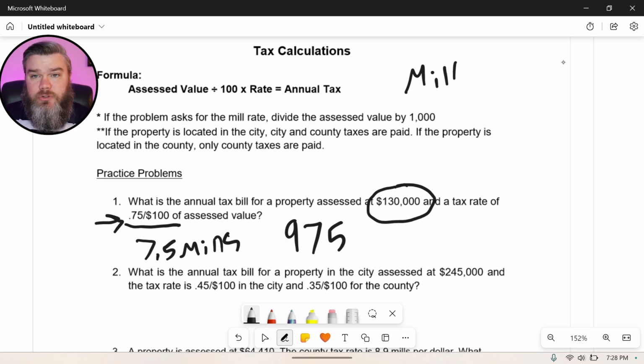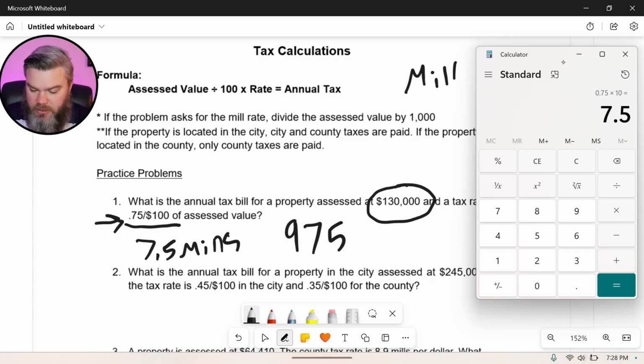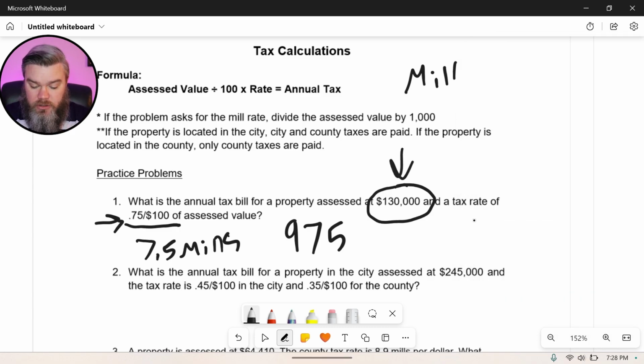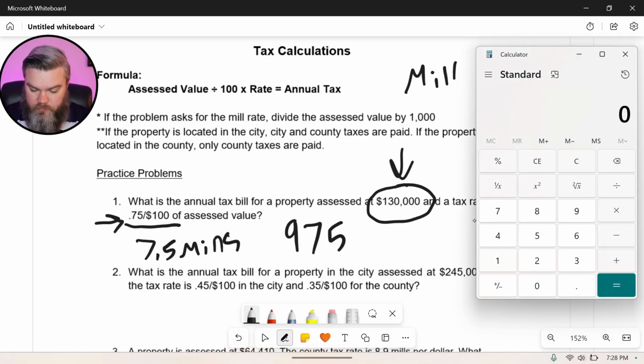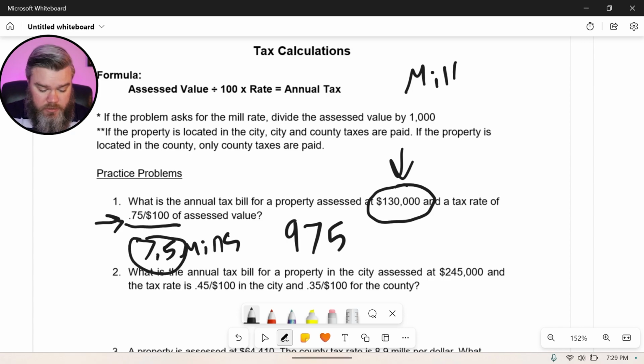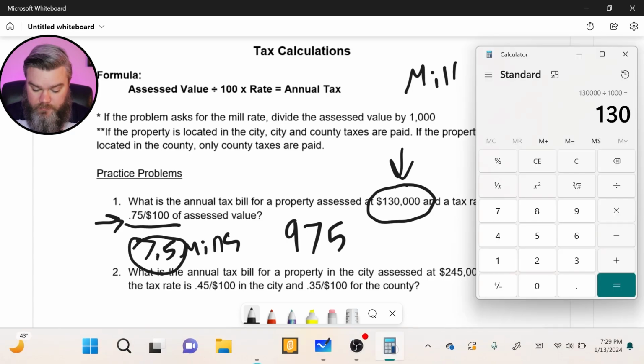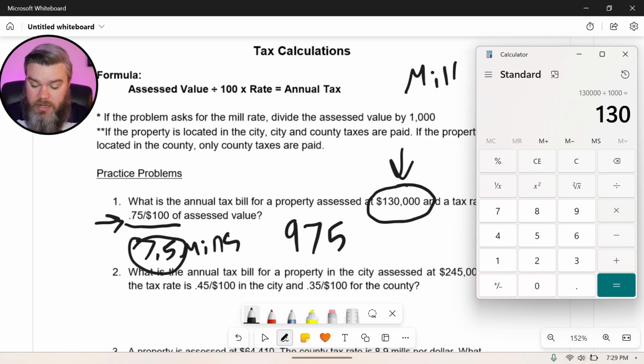It's not a great mils, but you get the idea. And so watch what happens on the calculator. If I said, okay, how many times does 1,000 go into this assessed value? So 130,000 divided by 1,000 goes in 130 times. So we would owe $7.50 130 times, or 130 times $7.50. It's the same. Don't let this stuff confuse you.